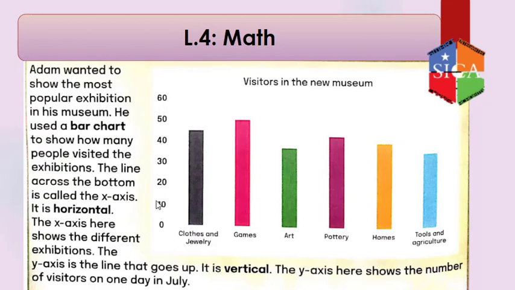So this vertical axis or y-axis shows the number of visitors to a museum in one day in July. And the x-axis or the horizontal axis shows the different exhibitions in a museum. Clothes and jewelry, games, art, poetry, homes, tools, and agriculture. So all these are in the horizontal axis.